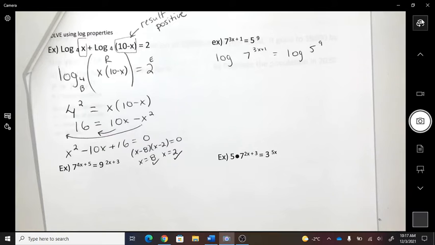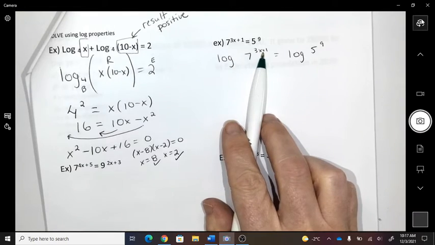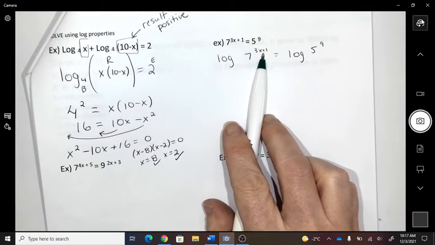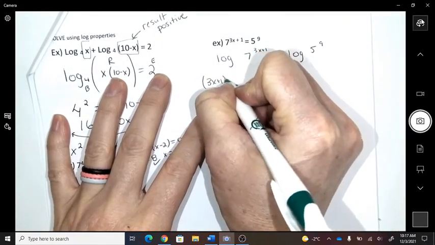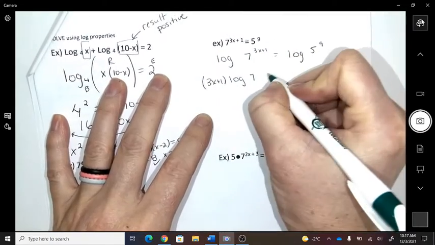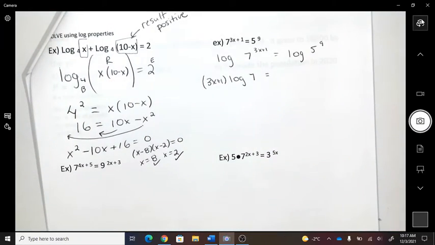Okay, we know rules. What do we know about rules? This is an exponent. Where can we move exponents? To the multiplier, I'm going to call it a coefficient. And I have to have brackets on that. That's important there.